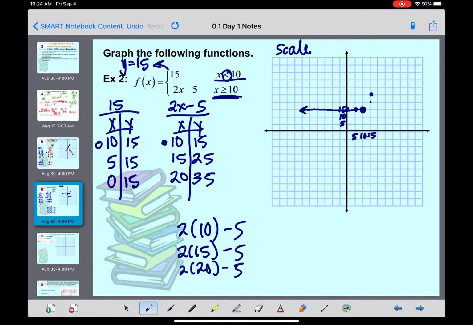And then 20, 35. So that would be up here. So this is that side of the line. Notice that it still only goes to the right. It doesn't go down here because that would not be a function anymore. So you have the piece going straight over to the left and then the piece going up to the right.